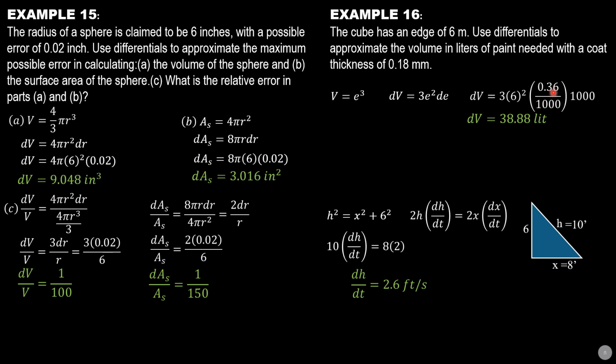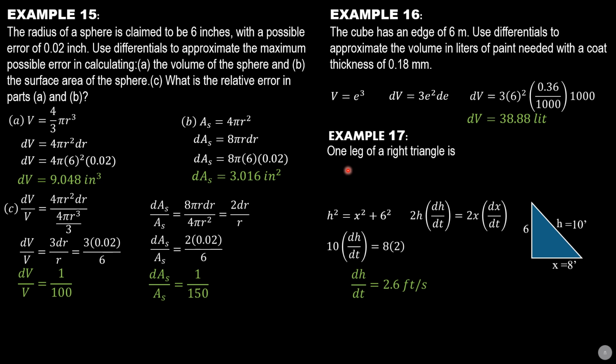So 0.36 mm. Substitute 3 times 6 squared times 0.36 over 1000. This is in meters, so that's cubic meters. We multiply further by 1000 to convert it to liters. So 38.88 liters.